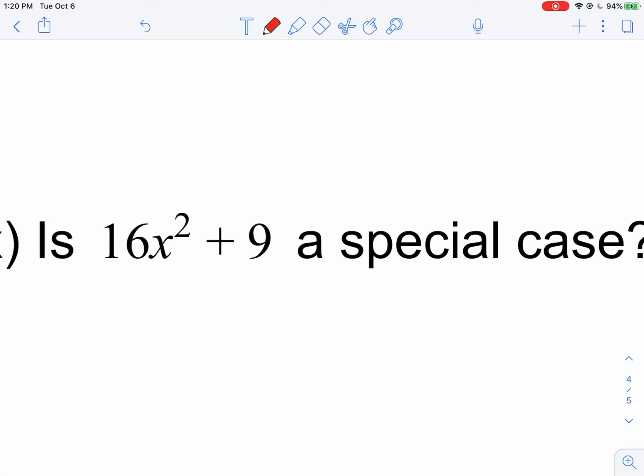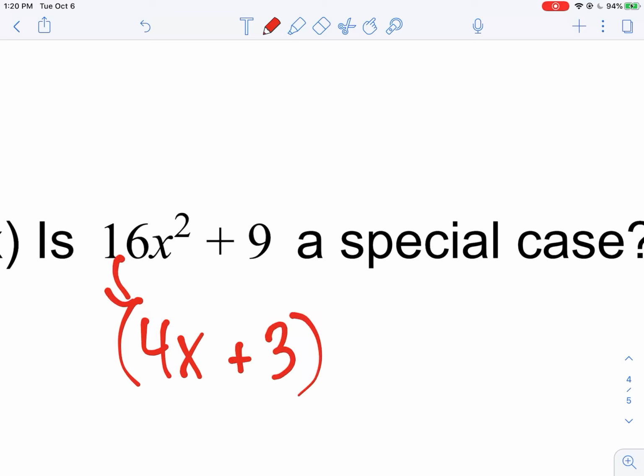Take a look at our last example here. 16x squared plus 9. Is this a special case? It is not. It is not a difference of two squares. This is a sum of two squares. Now you might be thinking, okay, well that could just be 4x plus 3. Again, by finding the square root. But if I did 4x plus 3 squared, watch what happens.